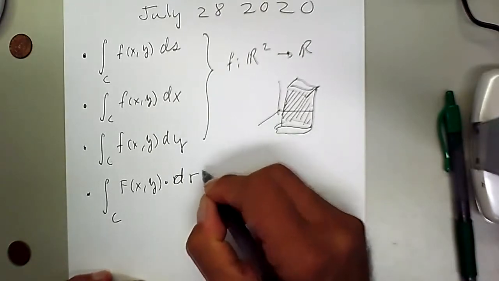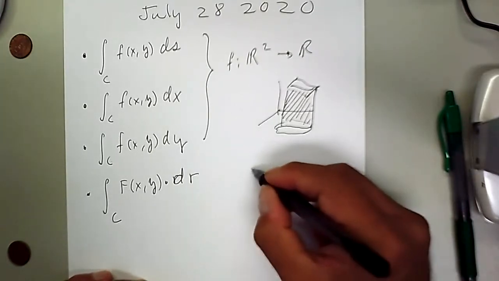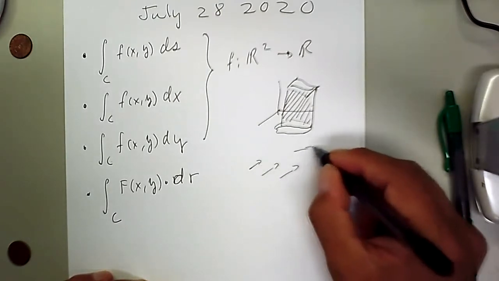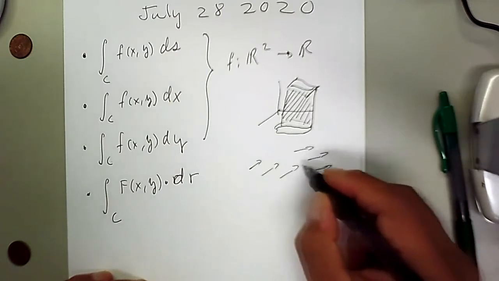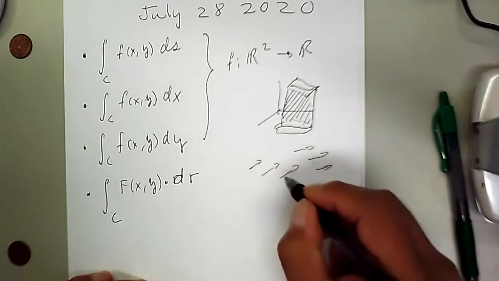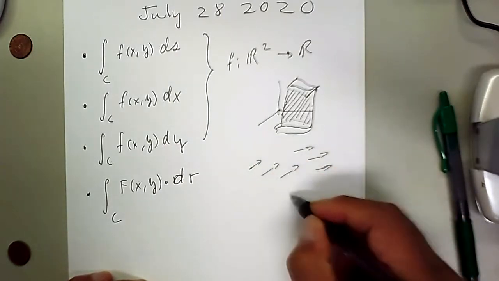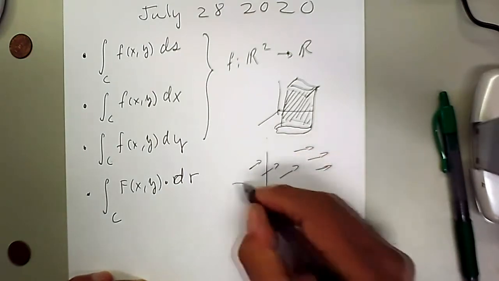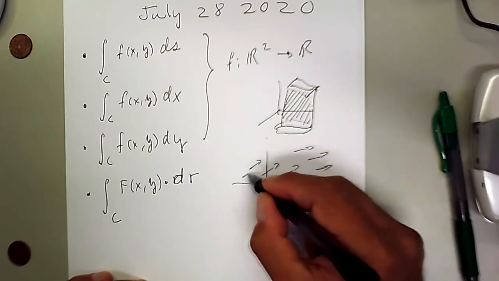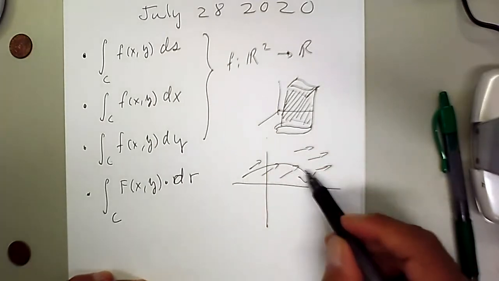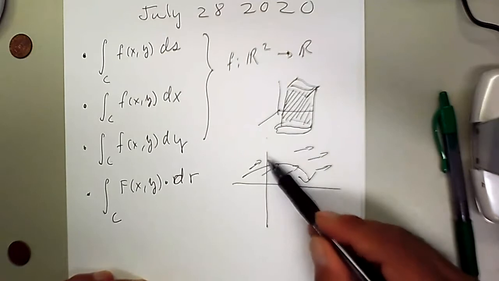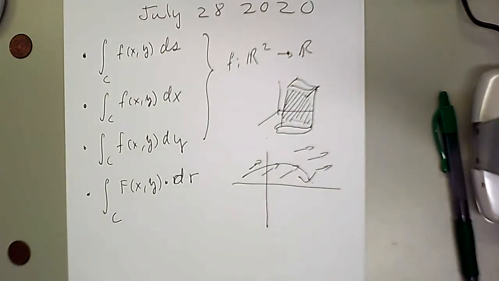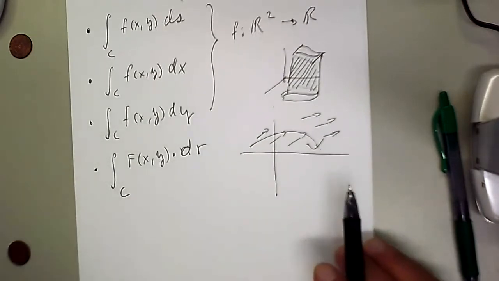Now, in this one, we are assuming we have a field, a vector field, for instance. So this is different. And then we have a path also. This is a two-dimensional thing. And then we have a path, and we want to, for instance, figure out how much this field contributes to the motion along this path.